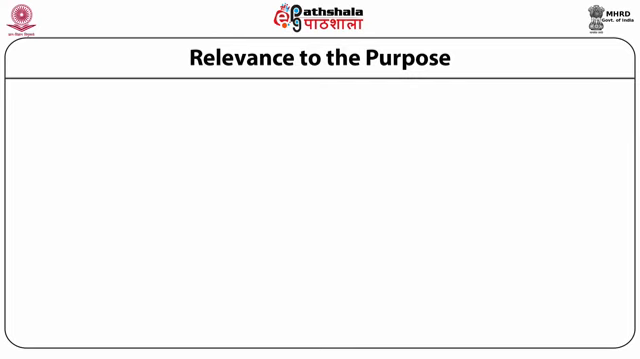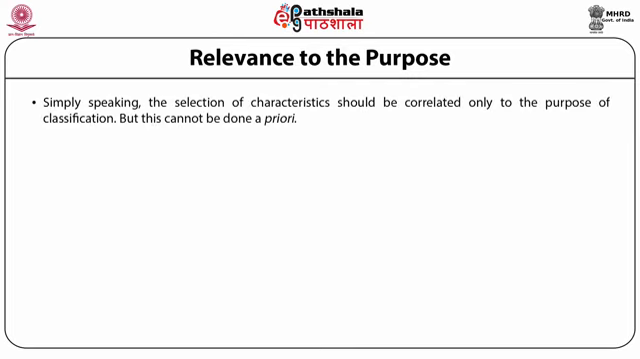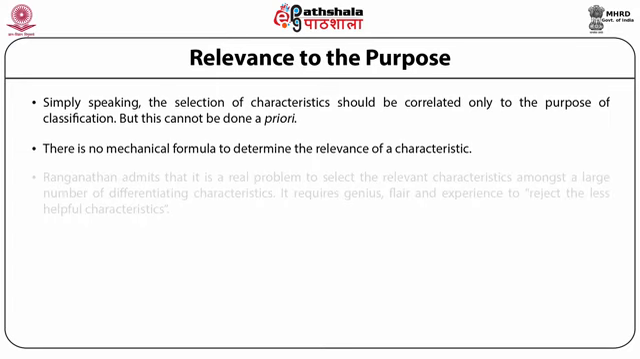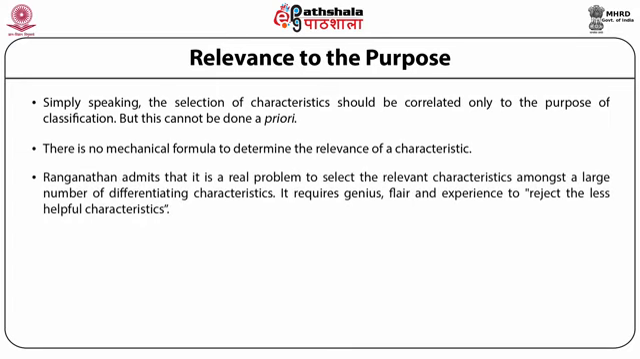Relevance to the purpose. Simply speaking, the selection of characteristics should be correlated only to the purpose of classification, but this cannot be done a priori. It requires vision and experience. There is no mechanical formula to determine the relevance of a characteristic. Raghunathan admits that it is a real problem to select the relevant characteristics among a large number of differentiating characteristics. It requires genius, flair, and experience to reject the less helpful characteristics and choose the right and relevant one.